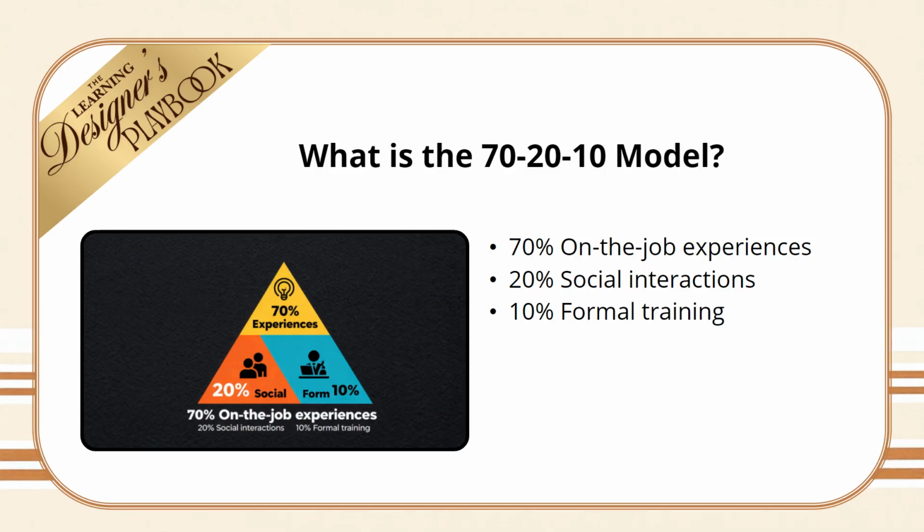The model does not mean you must measure learning in exact percentages. Instead, it emphasizes a balance that reflects how people naturally learn. Formal training has value but should not stand alone. Social and experiential opportunities bring knowledge to life. The 70-20-10 model helps designers create programs that mirror the way adults develop skills in real-work environments.